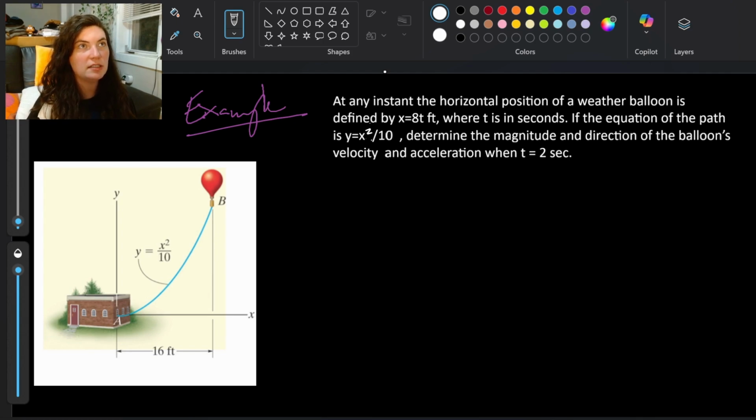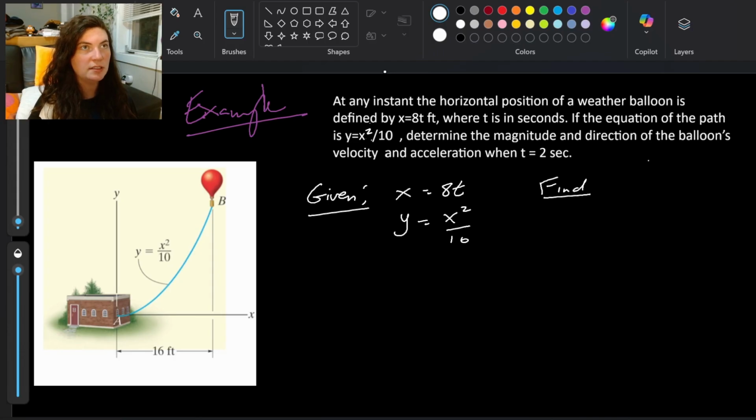So we have at any instant the horizontal position of a weather balloon is defined by x equals 8t feet. So I'm gonna go ahead and just pull that out as a given right now. I know that x equals 8t feet, where t is in seconds. The equation of the path is y equals x squared over 10. Let's make a little note of that. That sounds pretty important. Y is x squared over 10. Determine the magnitude and direction of the balloon's velocity and the acceleration when t equals 2 seconds.